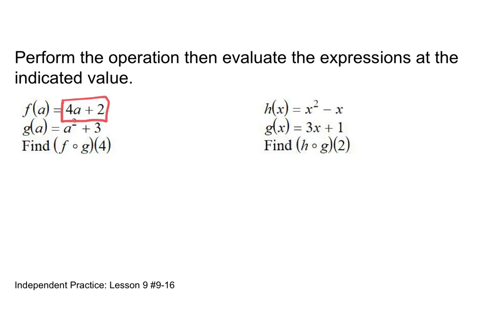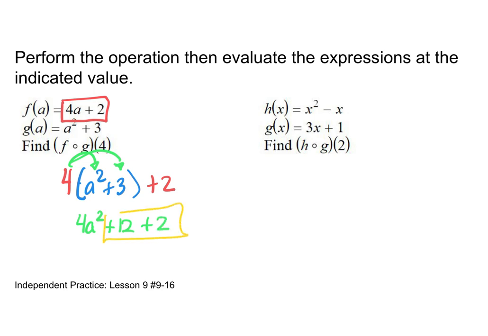So F of G, the variable gets replaced by my other function, so A squared plus 3. I am not forgetting to put my parentheses, so I do not get confused later in the simplifying process. This means to distribute, so 4A squared plus 12 plus 2. Combine like terms, so 4A squared plus 14.